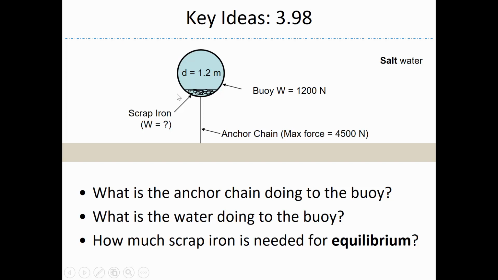And so what you're solving for is how much the weight needs to be in order to keep it in equilibrium. So the diameter of this sphere is given. So from that given diameter, you'll be able to know the volume and therefore the buoyant force. They tell you the weight of the buoy itself, that metal that's the outside shell. Then they also need to fill it with a certain amount of scrap iron to put it into that perfect equilibrium. So you're going to be solving for equilibrium where the tension in the cable is 4,500 newtons for that problem.